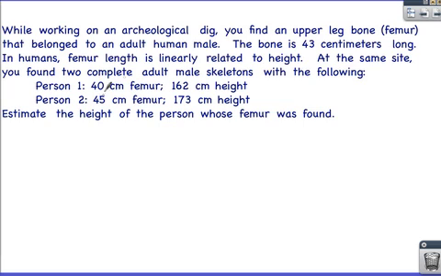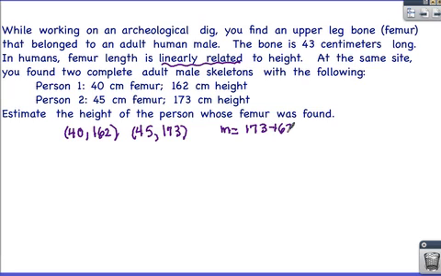So we're given 2 full points here. Once you know 2 points on a line, since it said it was linearly related, we know it is a line, we can find our slope and write an equation using point-slope form. So m equals 173 minus 162 over 45 minus 40, which gives us 11/5. Now use point-slope form with either of the points, so I'll choose the first one.